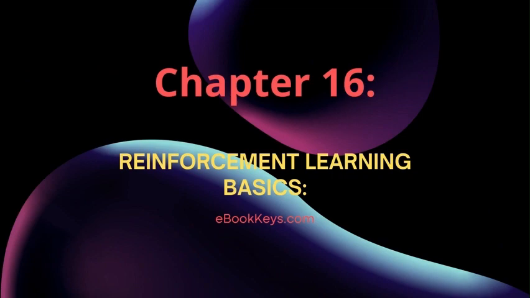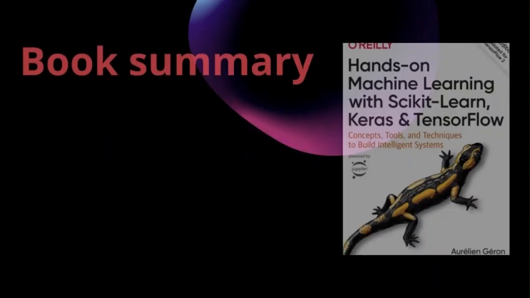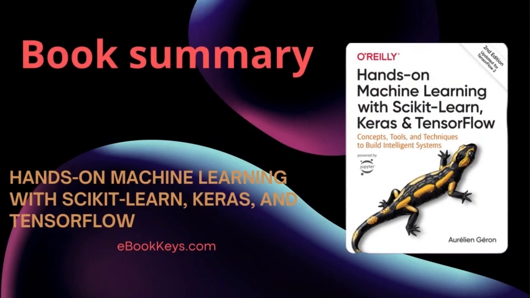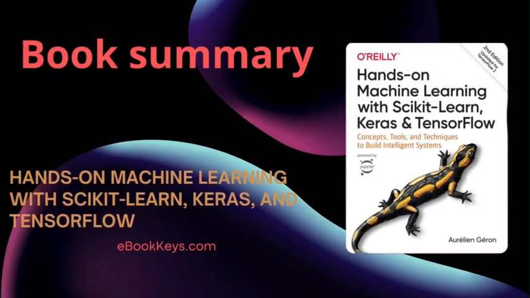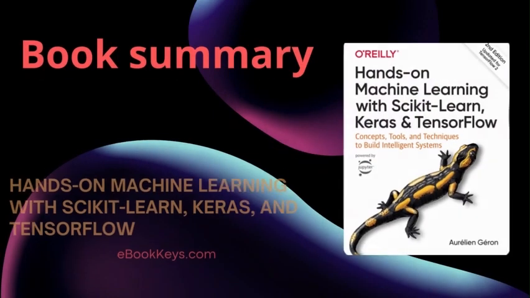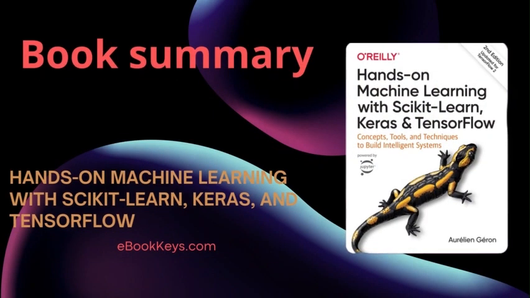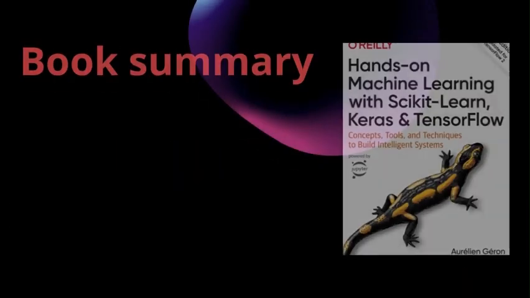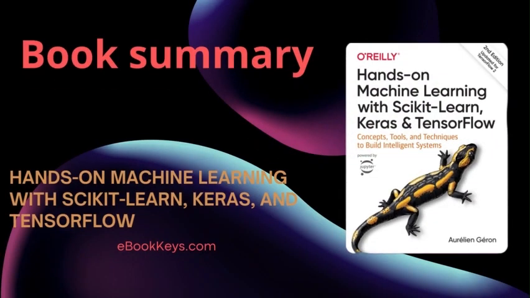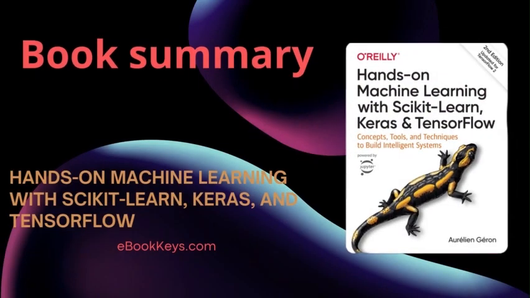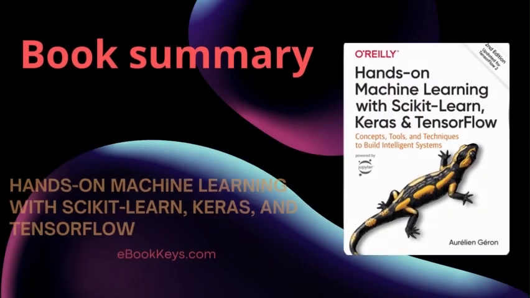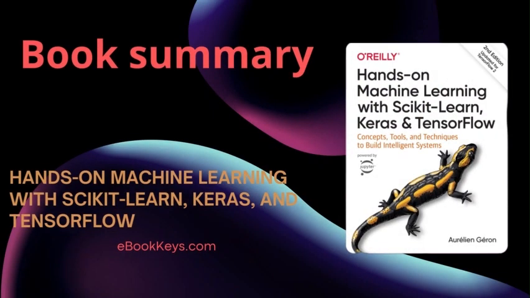Reinforcement Learning Basics. Chapter 16, Reinforcement Learning Basics, introduces the fundamentals of reinforcement learning, a branch of machine learning concerned with learning optimal decision-making strategies through interactions with an environment. It covers key concepts such as Markov decision processes, MDPs, policies, rewards, and value functions. You'll learn about different algorithms like Q-learning and policy gradients, as well as exploration-exploitation trade-offs.